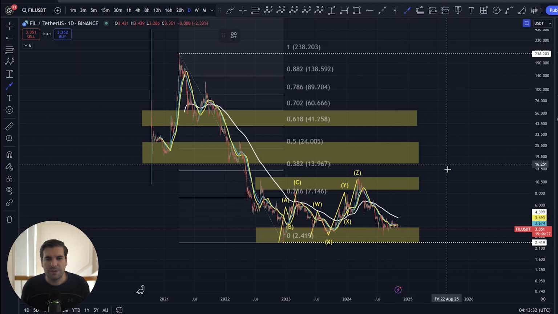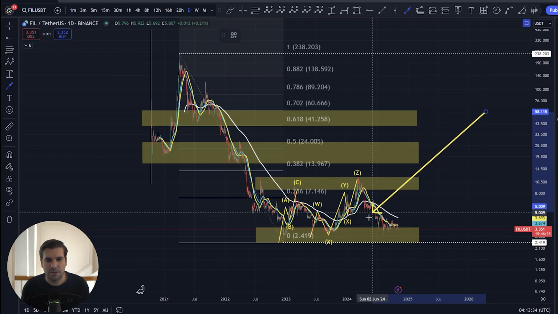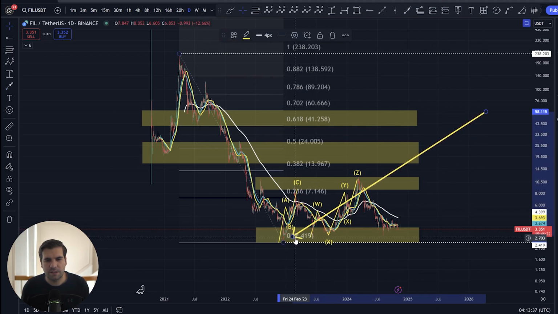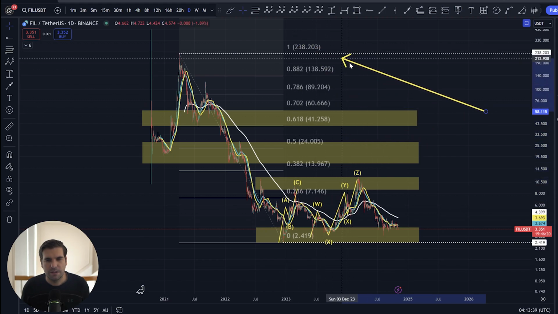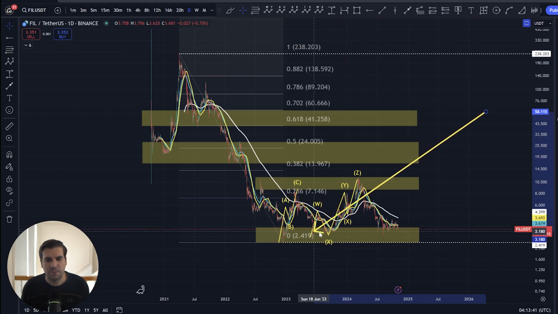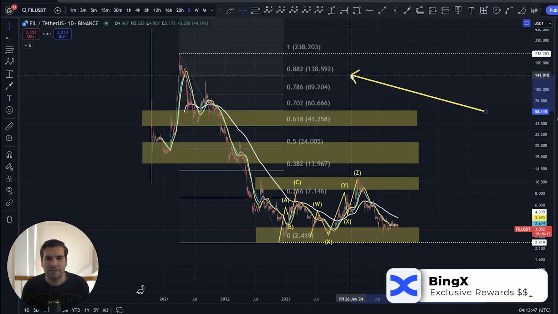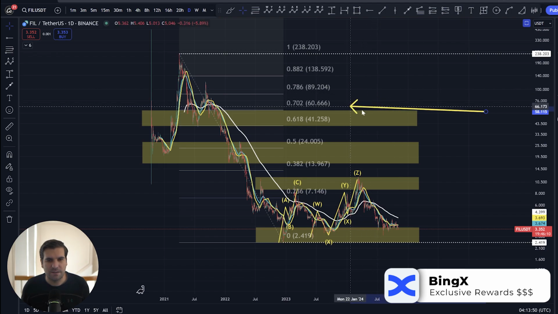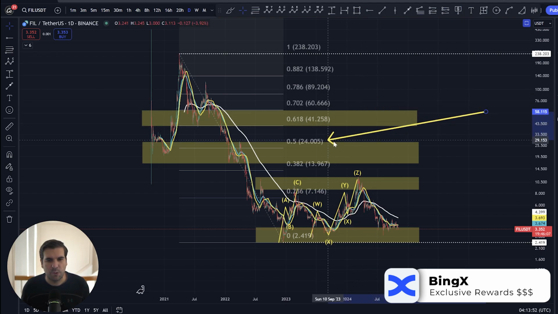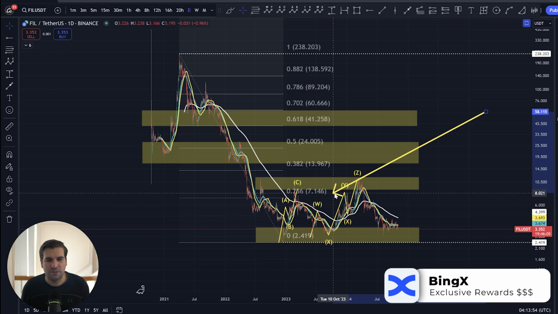What do we have? Well, we can see that the Fibonacci areas and the Fibonacci numbers start at 0 and go all the way up to 1. So 0 is $2.419 and 1 represents $238.20. And in here we have the 0.882, the 0.786, the 0.702, the 0.618, the 0.5, the 0.382, the 0.236.